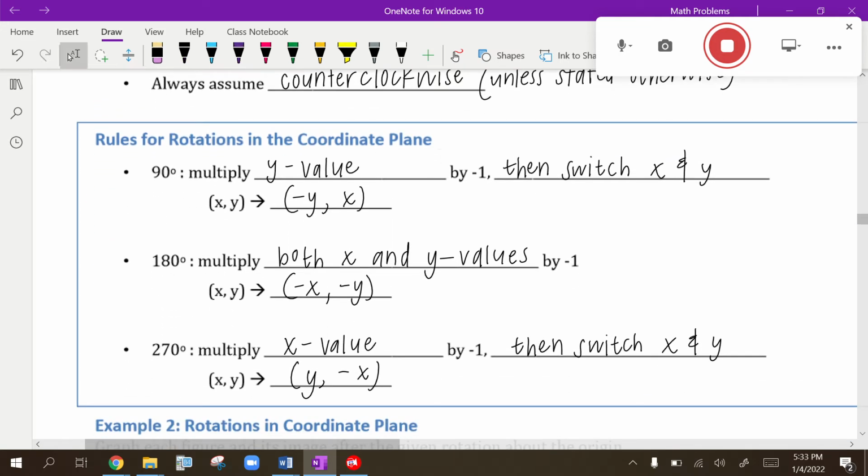Alright, so we have some rules for the rotations in the coordinate plane. These are very important. I would suggest making some note cards for these to go ahead and start studying them. Or you can view my Quizlet online.